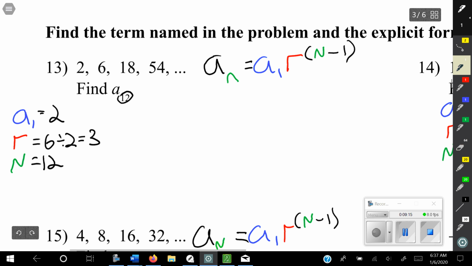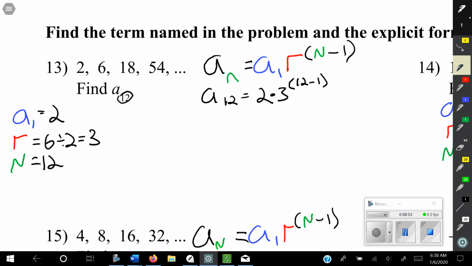Now we're going to plug each one of these numbers in, the 2, the 3, and the 12, into the formula. So I've got a sub n, which is 12, a sub 1, which is 2, the common ratio, which is 3, and we're going to multiply that. I'm just going to put a times here instead of parentheses. And then we're going to raise the exponent here, put that in parentheses, plug in the n, which again is 12, and plug in the minus 1 here.